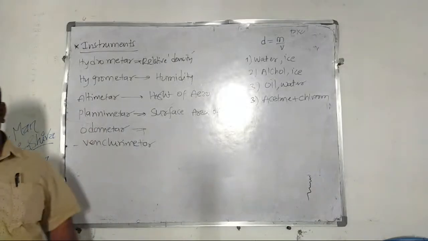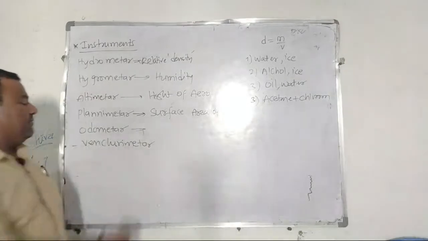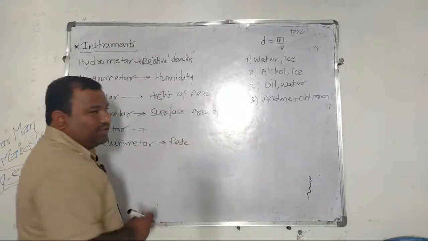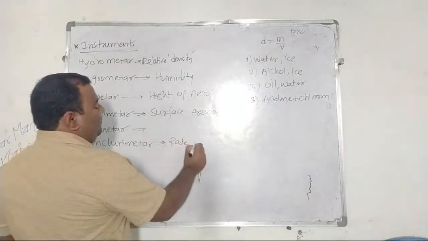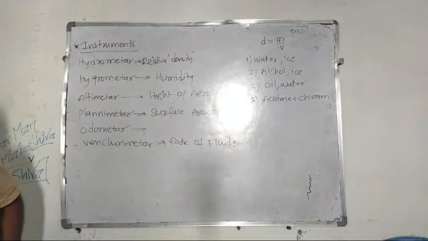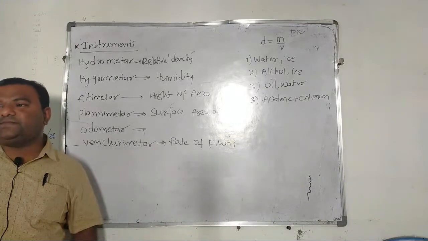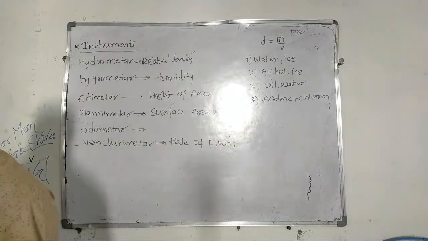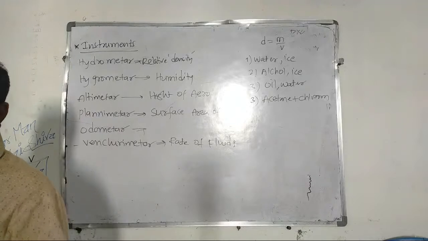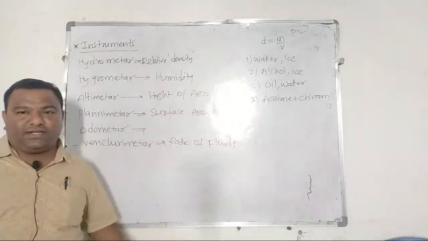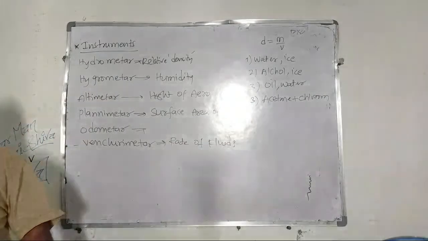And venturimeter. It is used for measuring the rate of fluids. Rate means speed. Fluids means liquids. So rate means speed, the speed of the fluids. For example, honey and water. Which has more speed? Water. Honey has less speed. Speed means rate. So the speed or rate of fluids is measured by venturimeter.